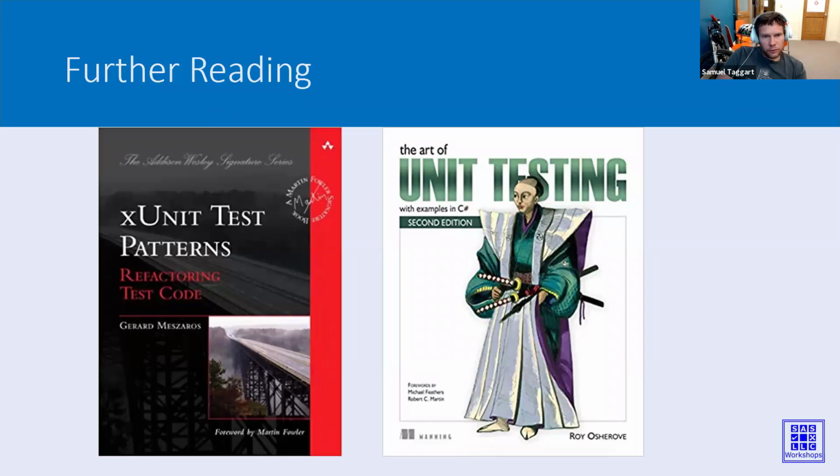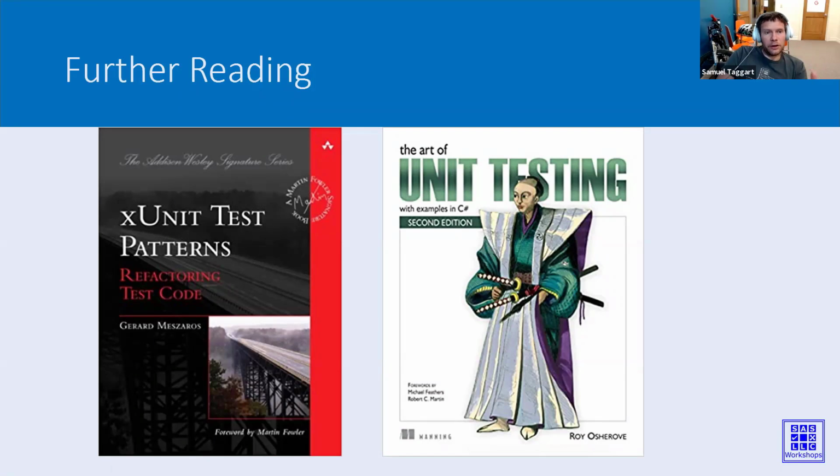So if you want some more reading, these are the 2 books. X-Unit Test Patterns, I think, is a really large book, but I find it a little bit easier to understand. I thought the examples were a little clearer than The Art of Unit Testing. They're both good.